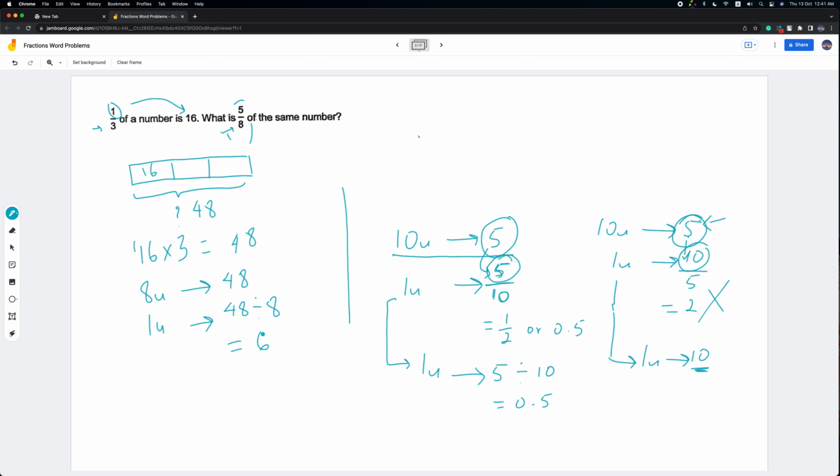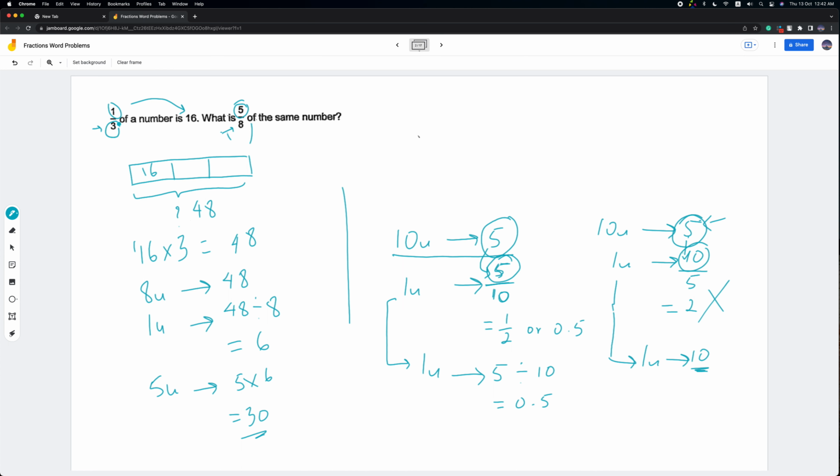So 1 unit is 6, and we want 5 parts out of 8 of the same number. So we'll get 5 units, which is 5 times 6 equals 30. So that's the answer for this question. So again, quite simple question.